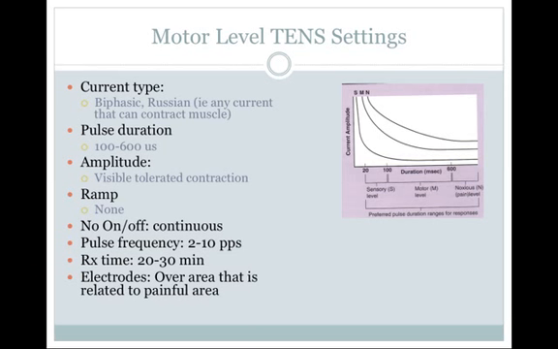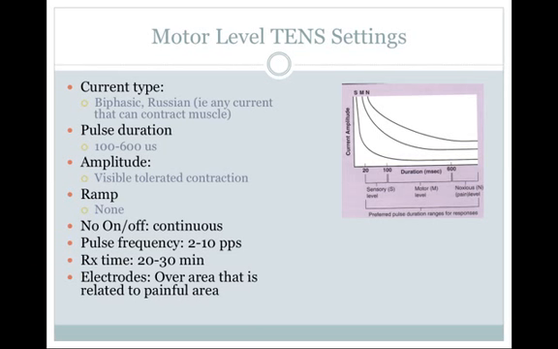And you're going to turn this up until you get a nice contraction. So kind of a tolerated contraction. You don't want it to be painful, but you're just going to get a nice twitch of the muscle going. It should definitely be visible and tolerated by the patient. That's why I just called it visible and tolerated contraction. Again, no ramp, because you're ramping this yourself as you're turning it up. You're just starting the machine, turning it up till you get that nice contraction.